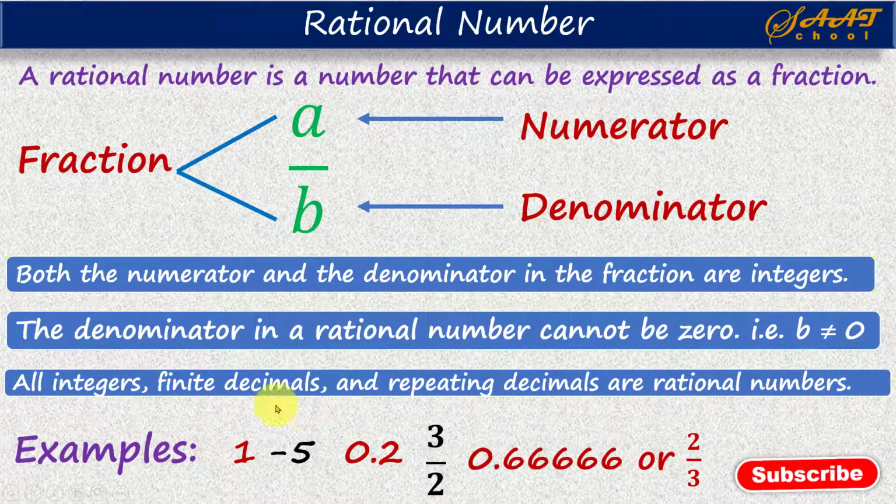So all these are examples of rational number. Again, you can express all these as a fraction. Like this one can be expressed as 2 by 3, and this one you can express by fraction, and this as well and this as well.